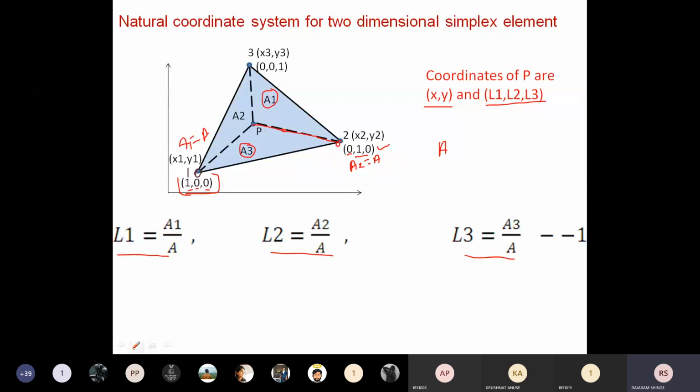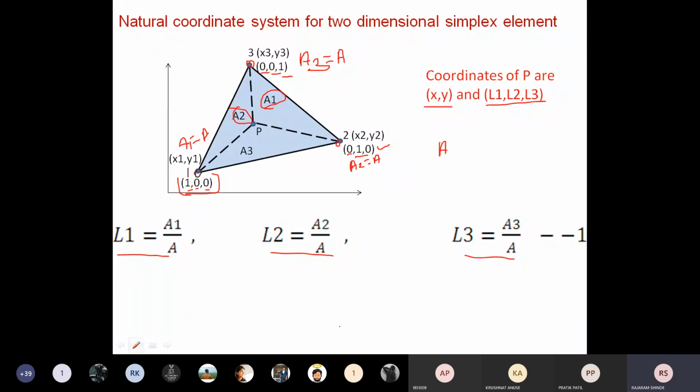Okay, now next one, if I move this point P from this location to node number 3, now when it is moving from this to this, here A1 becomes 0, A2 becomes 0, and you will get A3 equal to A. And when A3 is equal to A, and A1 and A2 are 0, therefore your L1 is equal to 0, L2 is equal to 0, and L3 is equal to 1. Okay, have you got this?